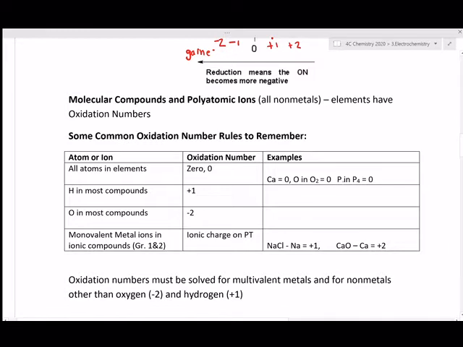So notice phosphorus in P4 is also 0. For our purposes, hydrogen is always going to be +1. There are a couple of exceptions. And oxygen is always going to be -2. Again, there are a couple of exceptions, but nothing we're going to worry about this year.